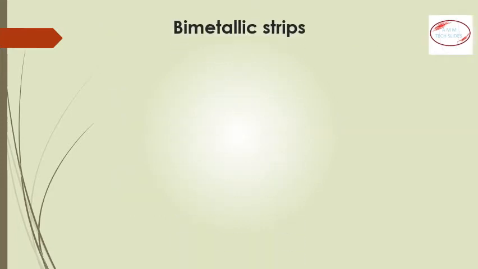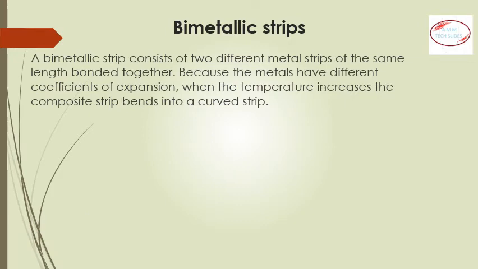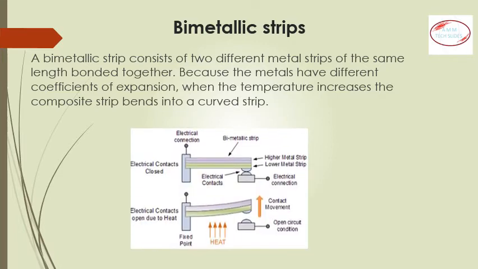So, bimetallic strip. A bimetallic strip consists of two different metal strips of the same length bonded together. Because the metals have different coefficients of expansion, when temperature increases, the composite strip bends into a curved strip. Here we have an illustration of the same. So when it is heated, the higher coefficient metal that is on top will expand faster and it will pull the whole strip upwards, making or opening this contact there.